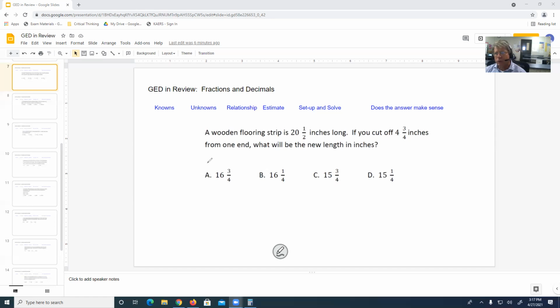So this is kind of a straightforward problem. The known is we have 20 1/2 inches to start with. Cut off kind of means removing this 4 3/4 inches from one end. And what will the new length be? So that's our unknown, the new length. But we can see the relationship is the knowns have to be subtracted to get the unknown. So basically what we have is 20 1/2 take away 4 3/4.